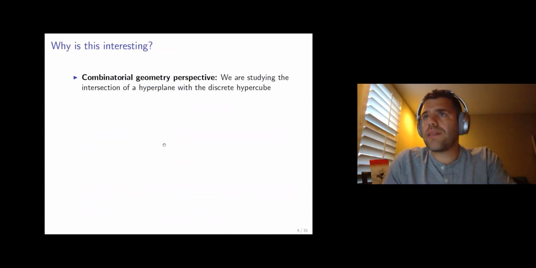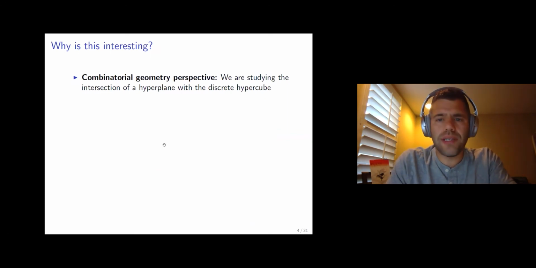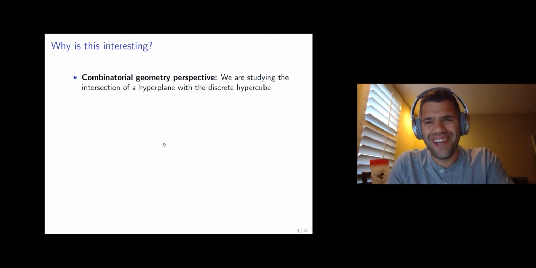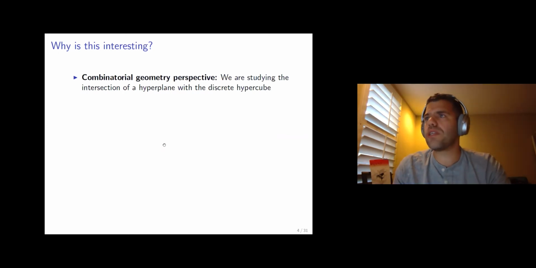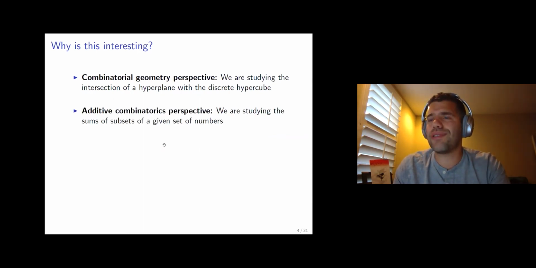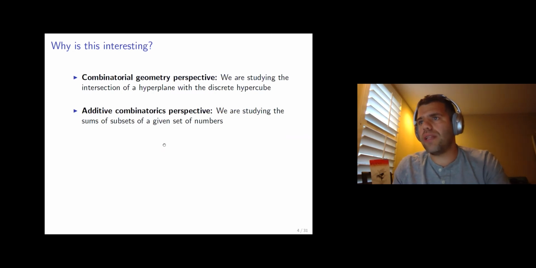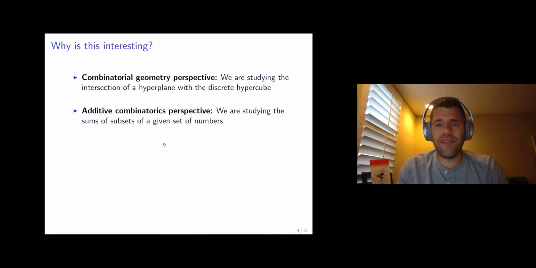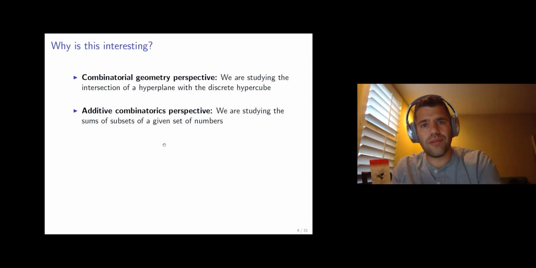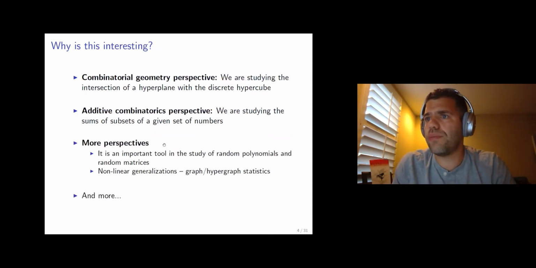And so we can ask the following question: why is this kind of problem even interesting? Many people can give many answers to this question. For me, from a combinatorial geometry perspective, we are studying the intersection of a hyperplane with a discrete hypercube, which I think is quite interesting. In terms of additive combinatorics, we are studying the sums of subsets of a given set of numbers, which is the main theme in additive combinatorics.